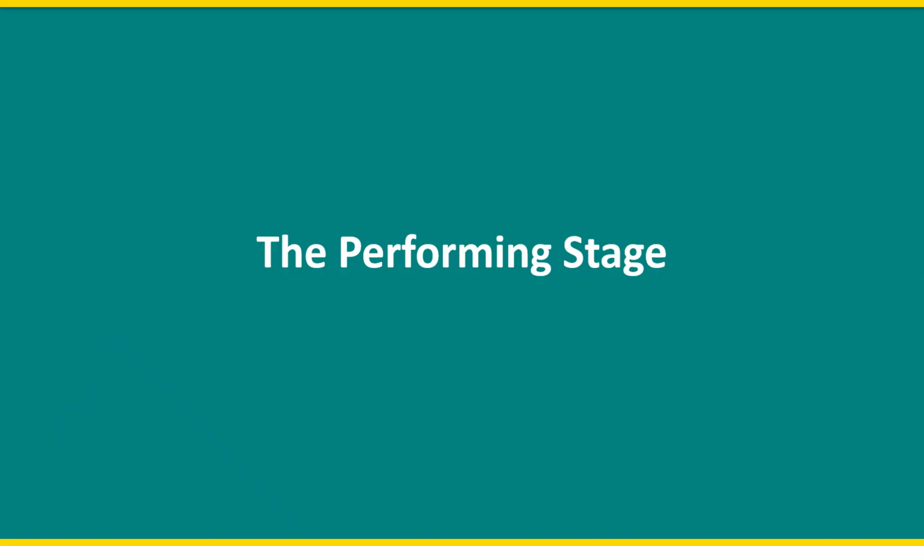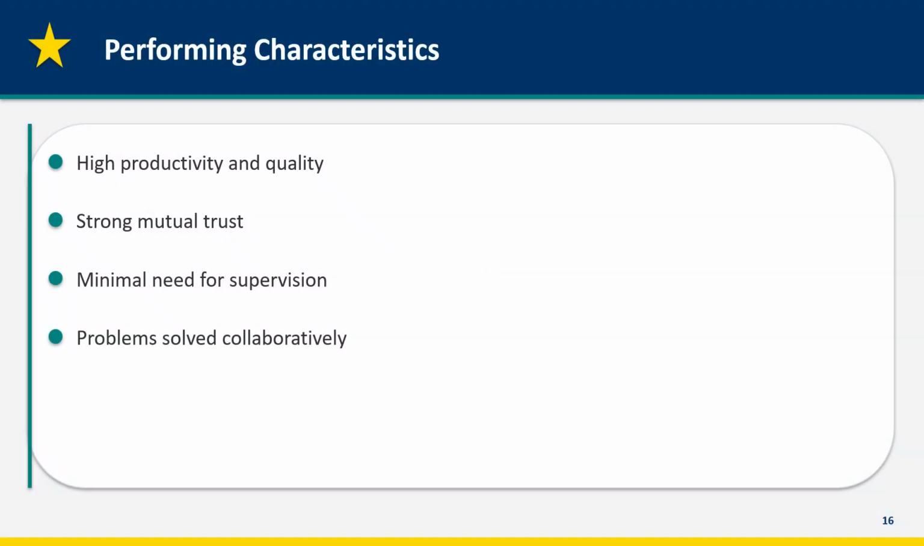Performing is the goal. Not all teams reach it, but those that do accomplish remarkable things. Performing teams exhibit high productivity and quality. They deliver consistently. Strong mutual trust means team members rely on each other without hesitation. There's minimal need for supervision. The team manages itself. Problems are solved collaboratively without escalation. When issues arise, the team addresses them. This is the reward for successfully navigating the earlier stages.